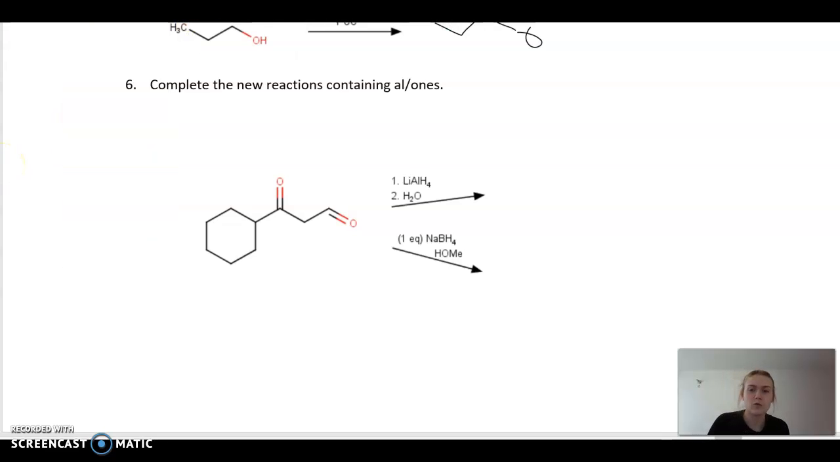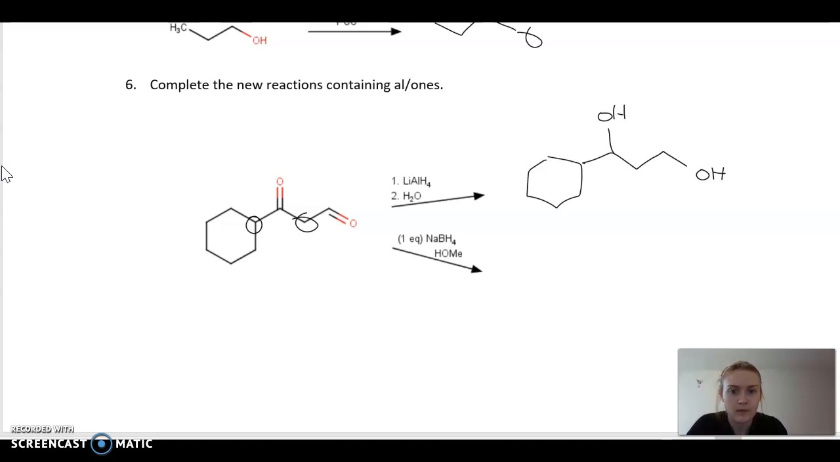Now we're comparing which one's more reactive, the aldehyde or the ketone. And in class, if you guys were there, remember, aldehydes are more reactive because they have less steric hindrance, and they also don't have these carbons to stabilize the partial positive charge. So for lithium aluminum hydride, it's going to react with everything, so everything's going to become an alcohol. But for this one, only the aldehyde.